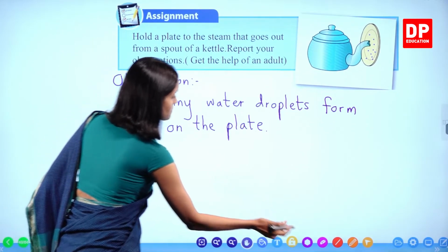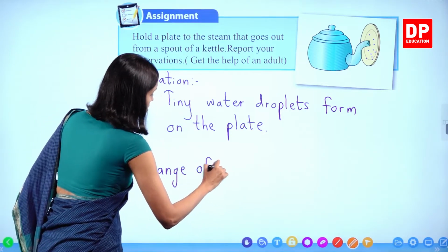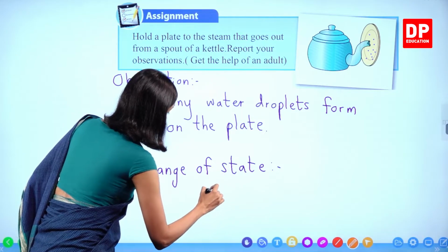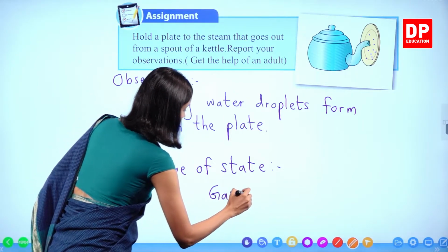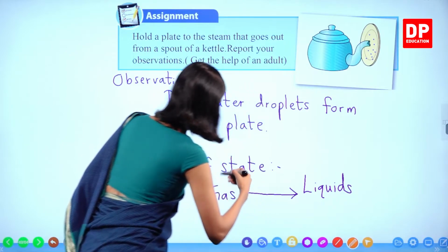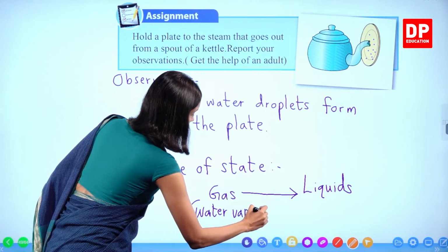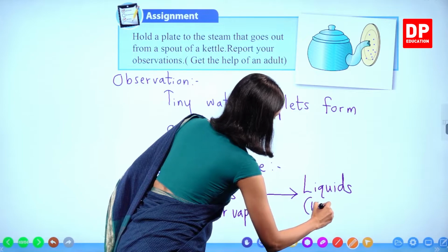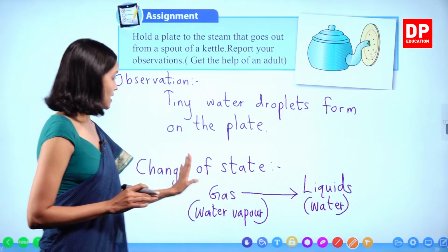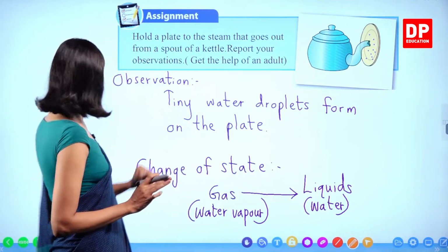Change of state takes place. Gaseous state: gas converts to liquids. Right? What is the gaseous state? Water vapor. Water vapor converts to liquid water. Okay, children? Gas converts to liquids. Gas changes into liquids. Right, children? We'll move on to the next.